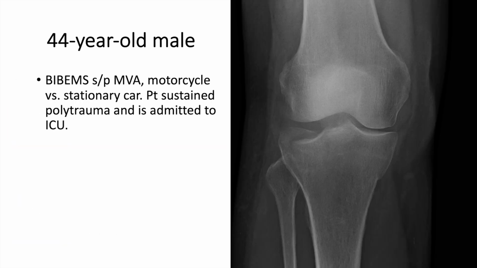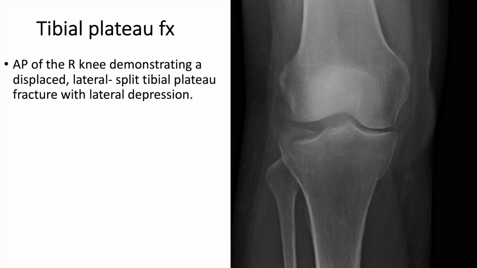Here's our next one. 44-year-old male, brought in by EMS, status post motor vehicle accident, motorcycle versus stationary car. All right, patient has polytrauma as well, and so they're admitted to the ICU. I'll give you your 5 seconds. All right, this is a tibial plateau fracture. So this is an AP of the right knee demonstrating a displaced lateral split tibial plateau fracture with lateral depression.